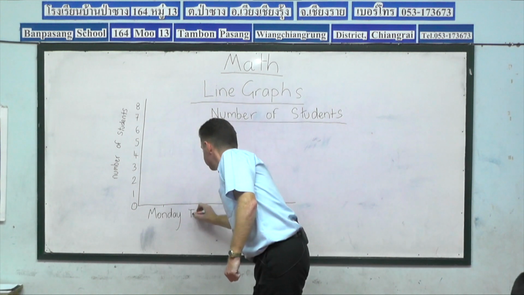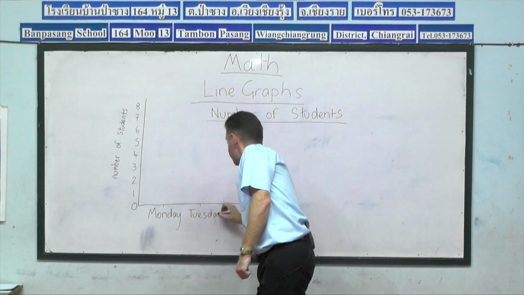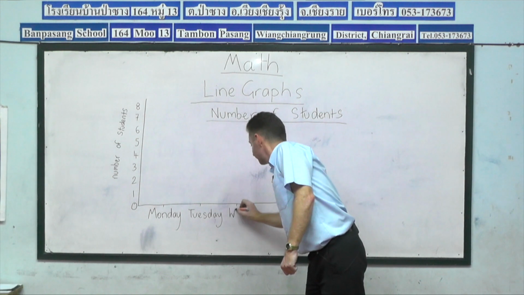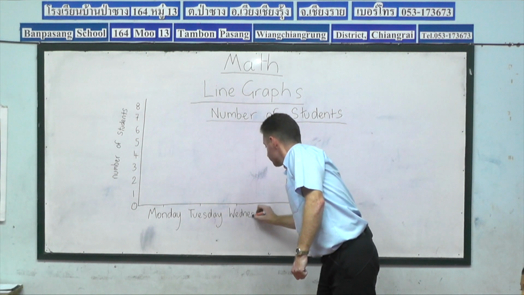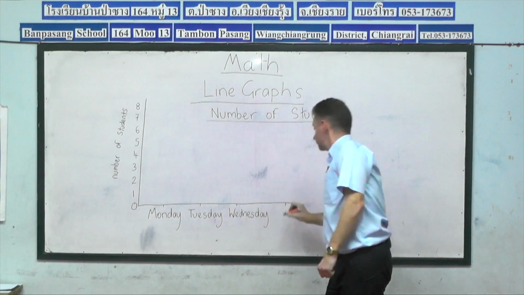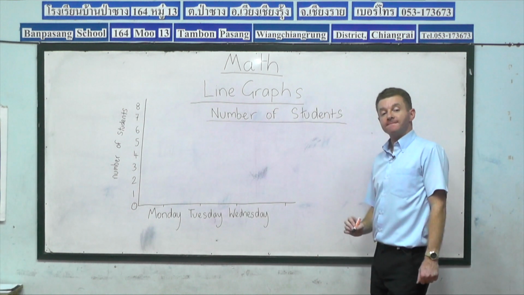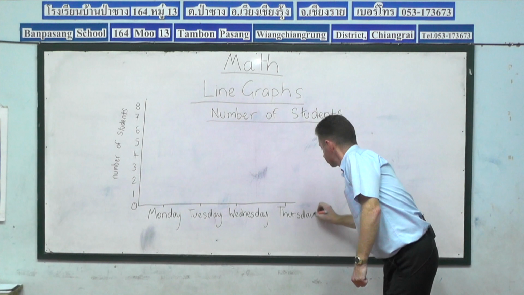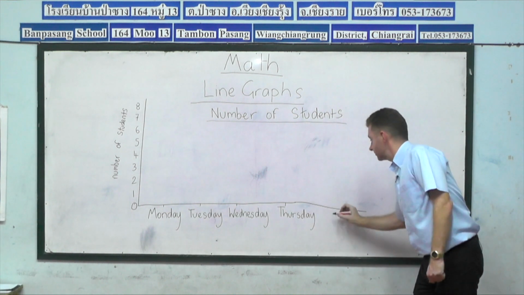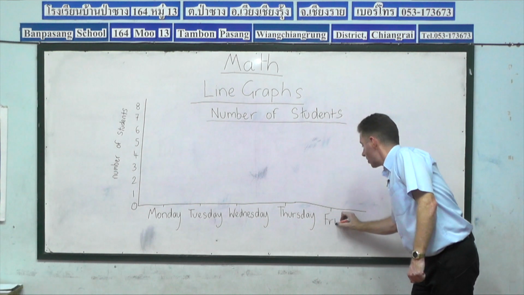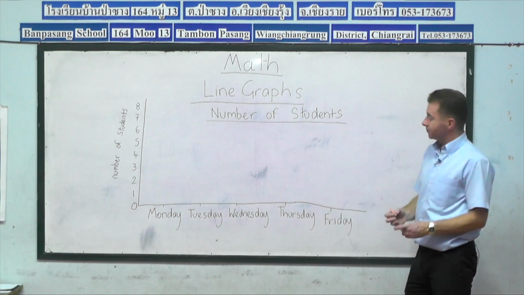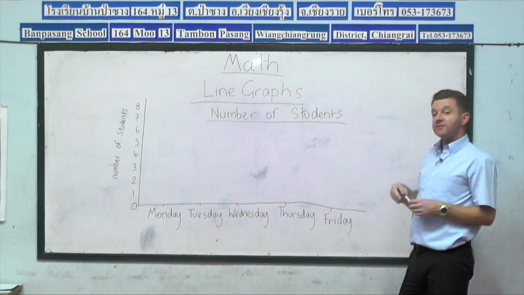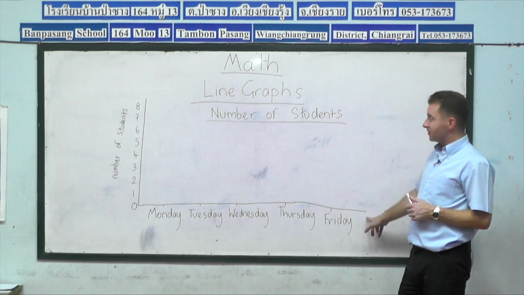Tuesday. T-U-E-S-D-A-Y. And then what comes after Tuesday? Wednesday. And then, what's after Wednesday? Thursday. And for the school week, there's one more day, Friday. F-R-I-D-A-Y. So all together, guys, we've got Monday, Tuesday, Wednesday, Thursday, Friday.